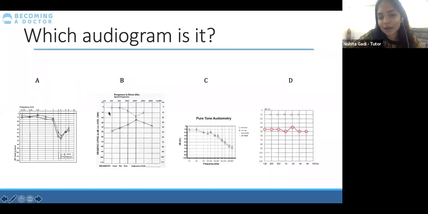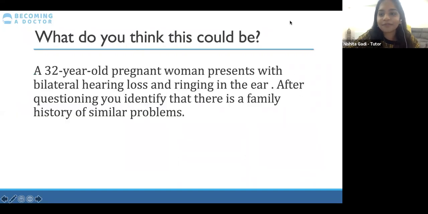So this is the last one, the disease that's coming up. Now we've reached this, and we'll explain why it's like that. So what do you think this could be? We know it's the audiogram that people are getting confused with, and it's got that characteristic audiogram. But what disease is this? A 32-year-old pregnant woman presents with bilateral hearing loss and ringing in the ear. After questioning, you identify that there is a family history of similar problems. So what do you think it is?